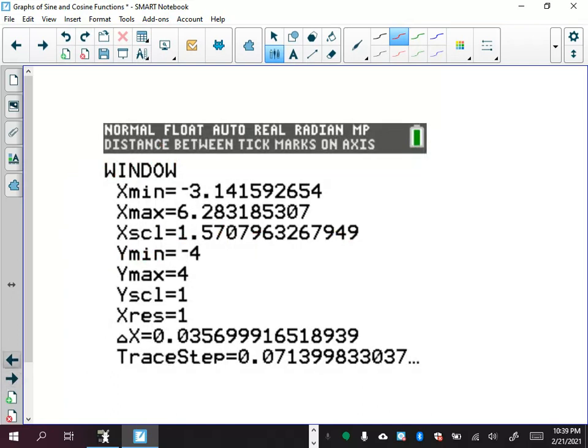So now, here's what you're going to do. You're going to take this information and you're going to plug this into your calculator. So go ahead and turn on your handy dandy calculators.